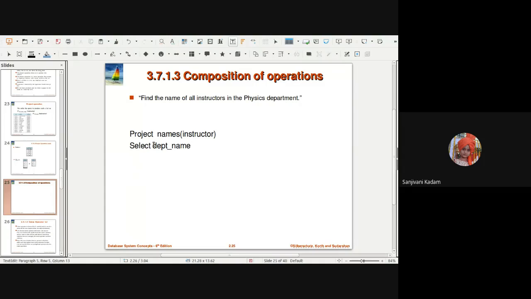Here you must understand that select is a filter for the complete relation, and project is a filter for the output of select. Filter for select operation, okay, is a filter for relation or tuples, and whatever project operation is there is a filter for select output. So first I have to do the select operation.